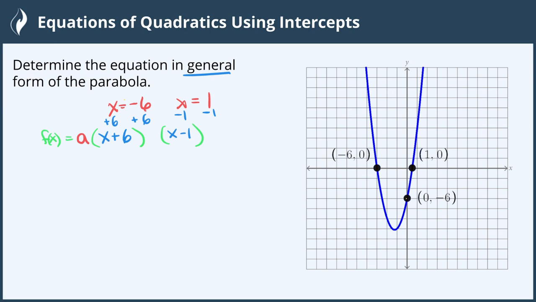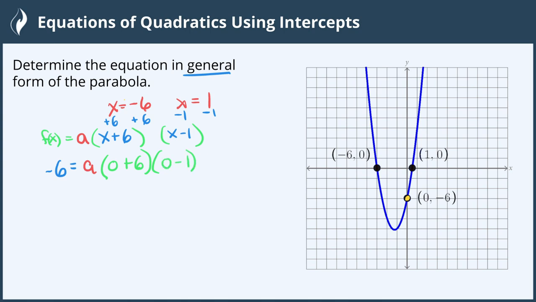We will use the y-intercept by substituting 0 in for x and -6 for y, and that'll give us a, thus finalizing everything we need for our equation. So we'll put 0 in for x and -6 for y. So we get -6 equals, we'll leave a, and then we replace the x with 0 plus 6. And again, we replace the x with 0 minus 1.